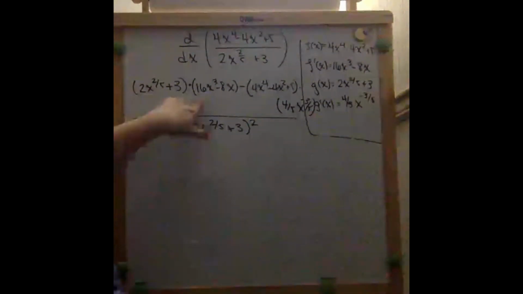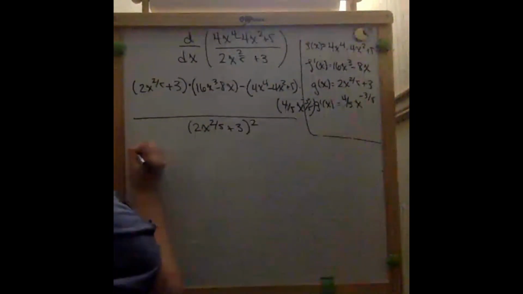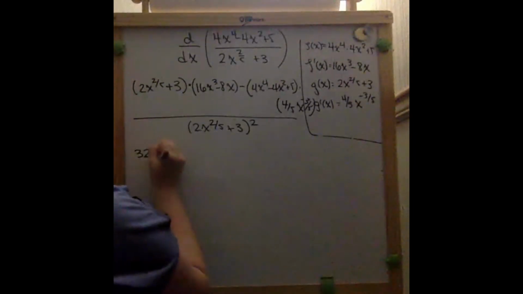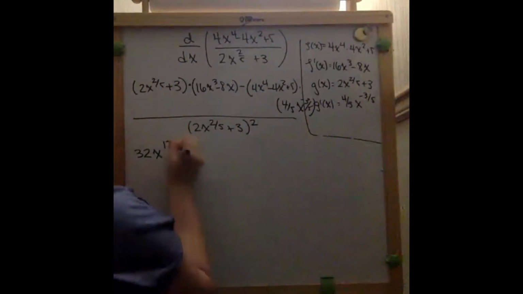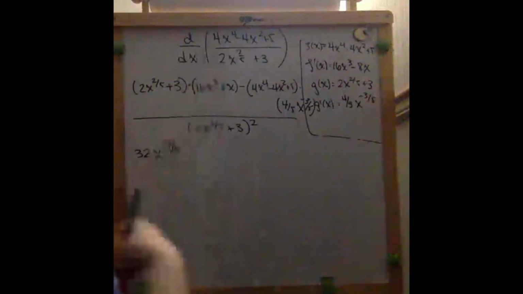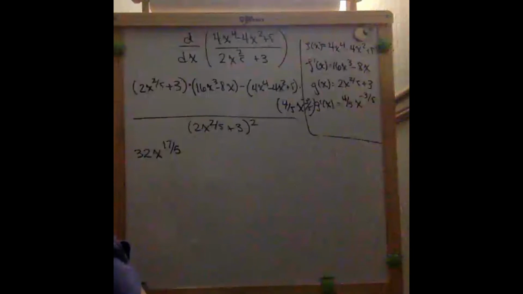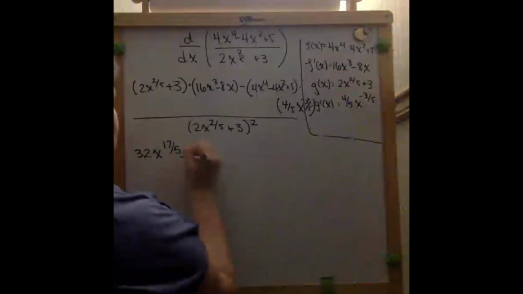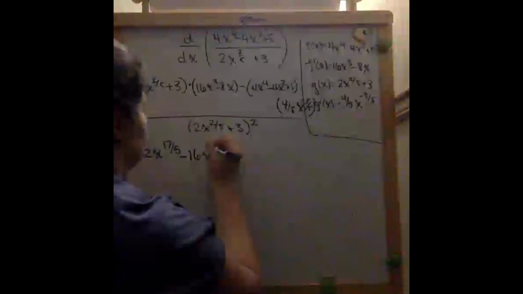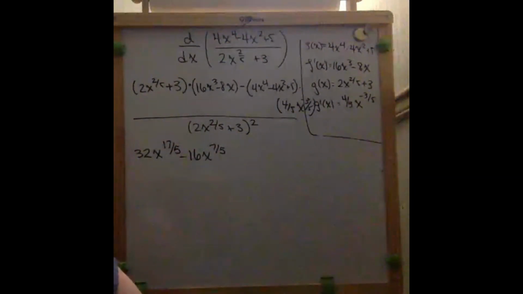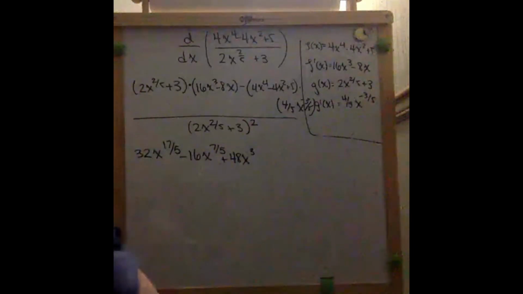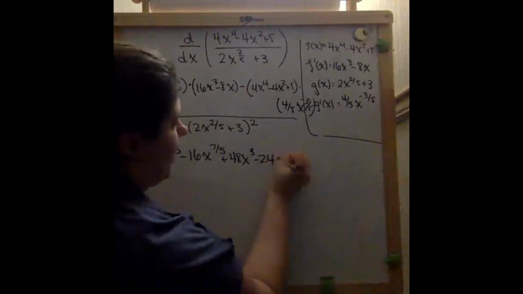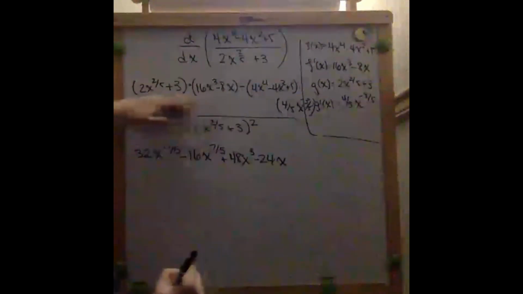2x to the 2/5 times 16x cubed. That's going to give me a 32x to the 17/5. So again, 3 is going to be 15/5, adding those exponents together, minus 16x to the 7/5 plus 48x cubed minus 24x. Okay, that's just this binomial times binomial.